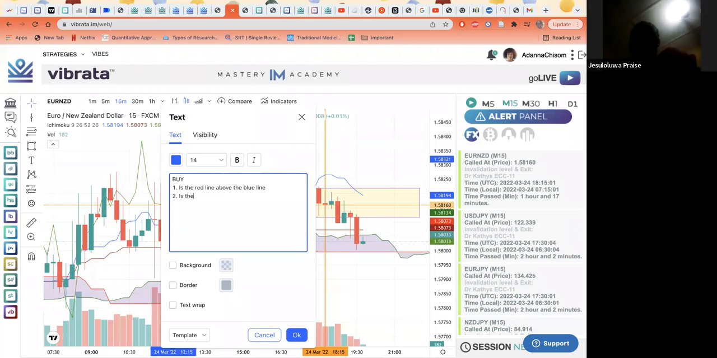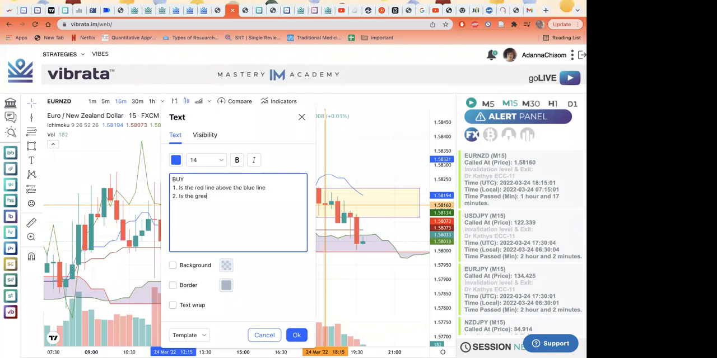The next thing you want to check out is the green line. Don't worry, I'll explain all of this. Is the green line above the cloud? Above the cloud. So you just write it out. The third thing you want to check out for a buy as well is the cloud ahead. There's always going to be a cloud ahead that gives you a prediction of what is to come.